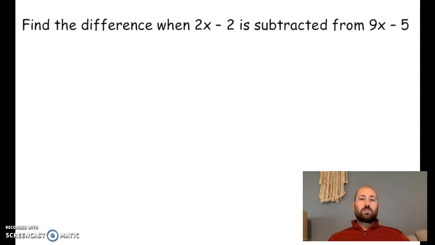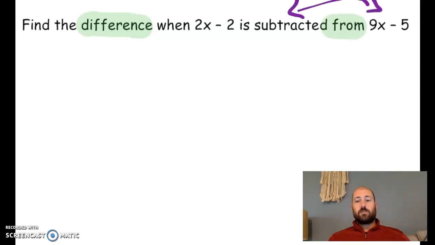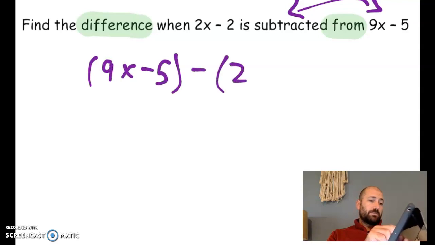Okay, in this last video, we are going to go from words, make them into an expression, and then simplify it. On this one, we're finding the difference when blank is subtracted from blank. Subtracting from is that key word because it changes the order. Just like I said, I want to take $10 from 20. I'm really doing 20 minus 10. So in this case, I'm doing the expression 9x minus 5 minus the expression 2x minus 2.